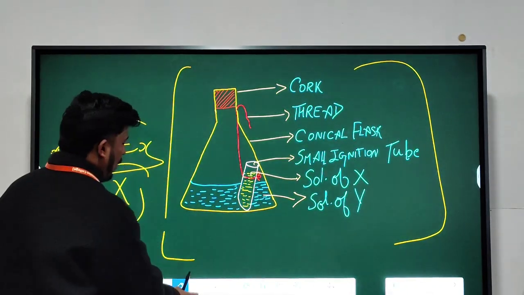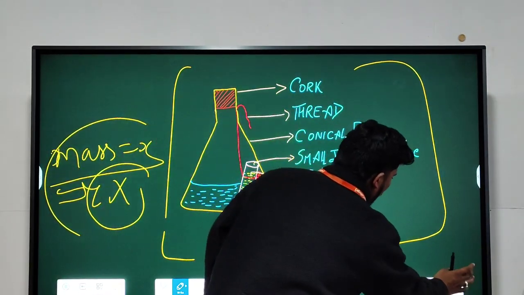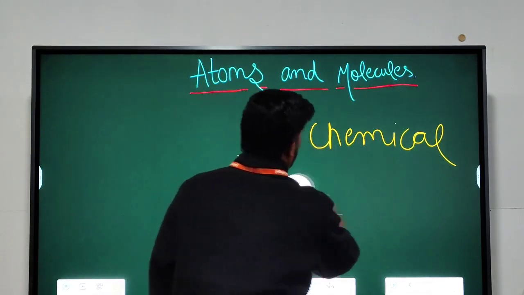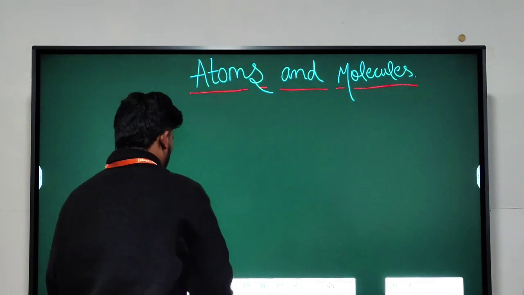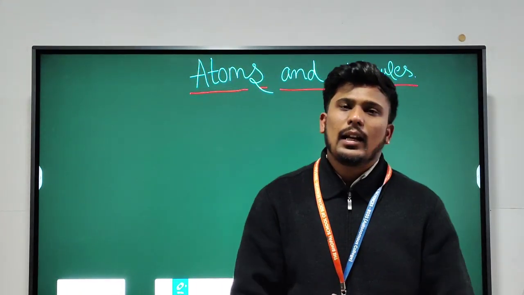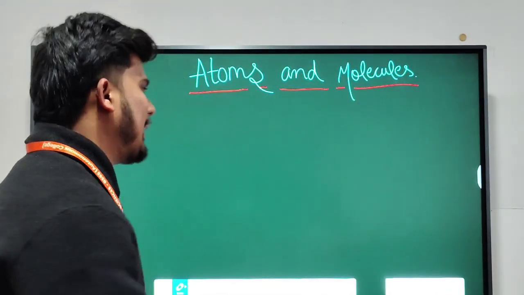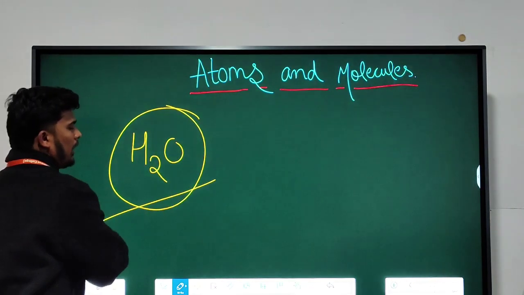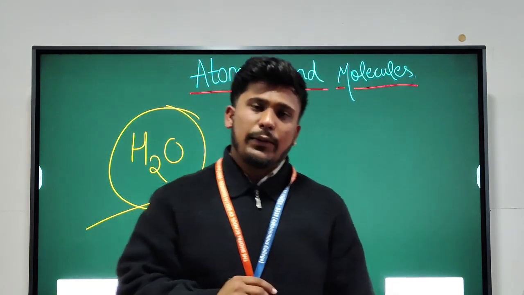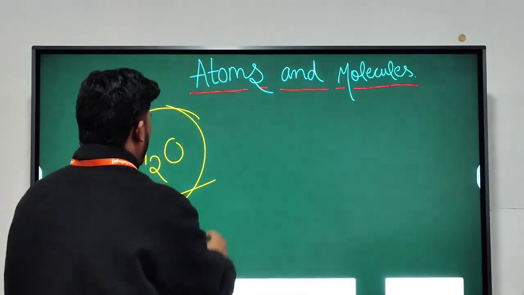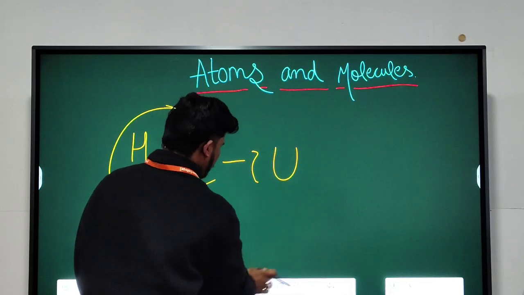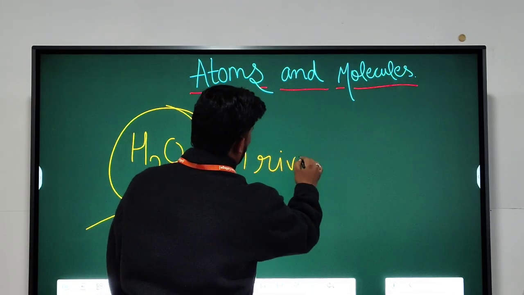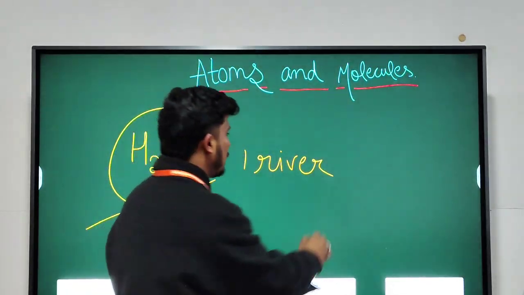The second law is the law of constant proportion, stated by J. Proust. What J. Proust said is that atoms are found in a definite proportion. For example, we have water. If I have 4 students with me, for one student I say you have to take water from the river, and the second one has to take the water from the pond.